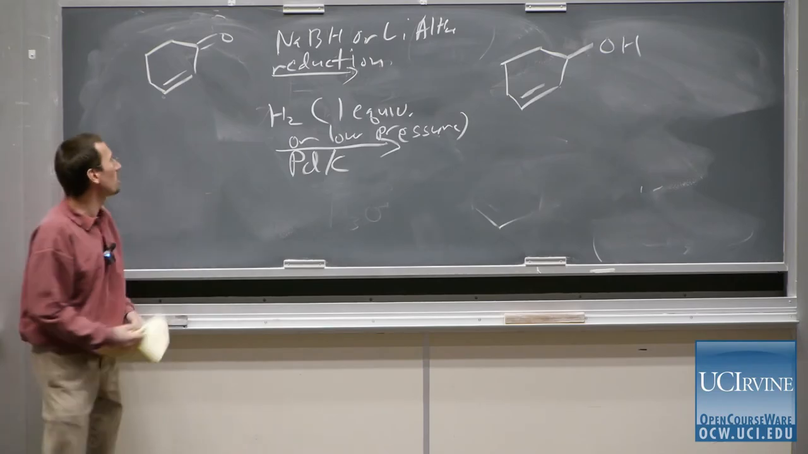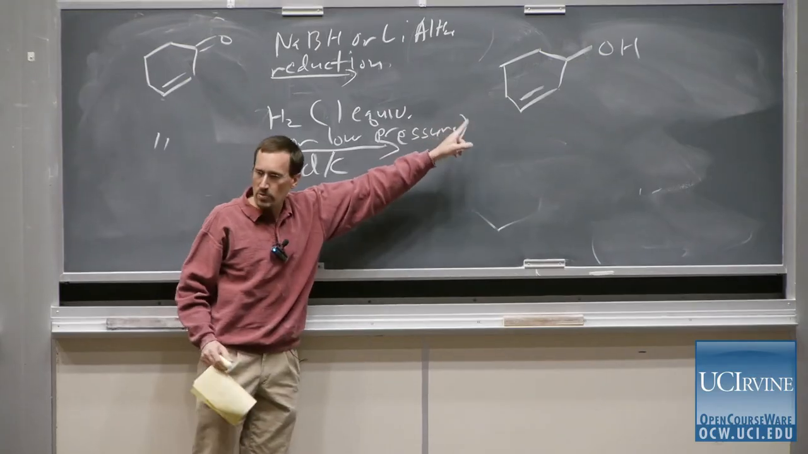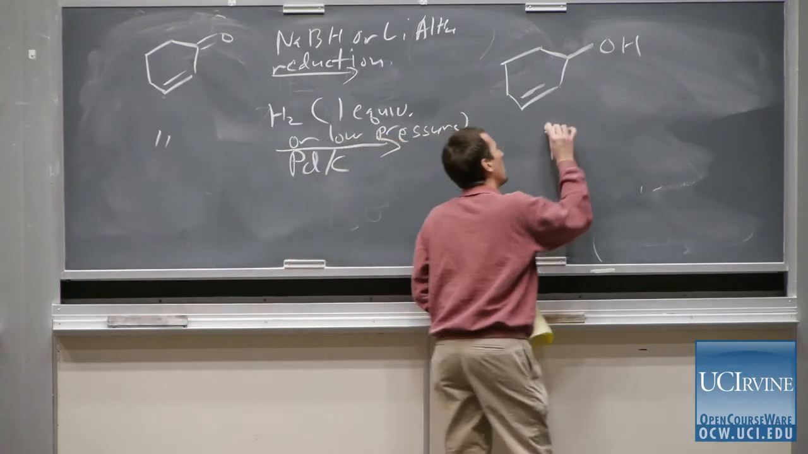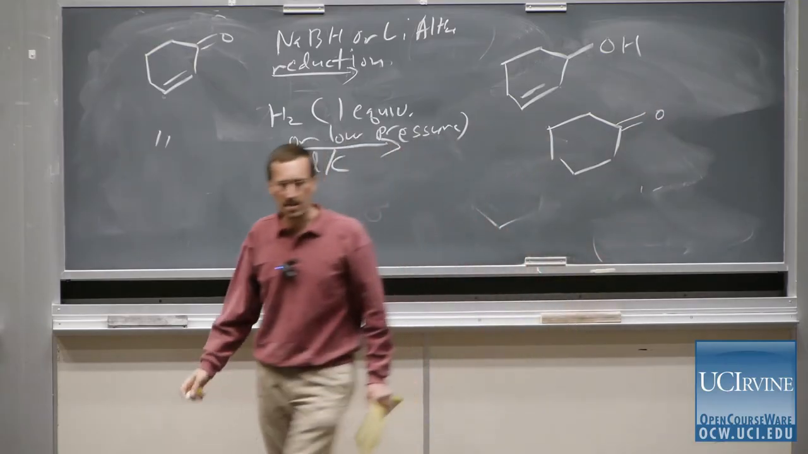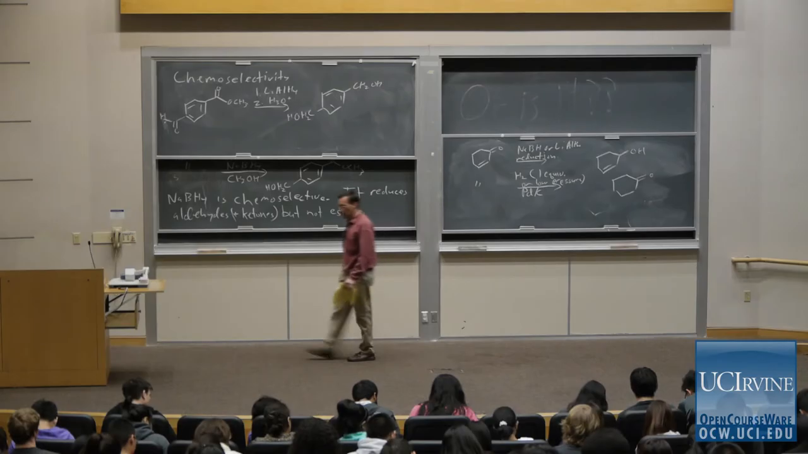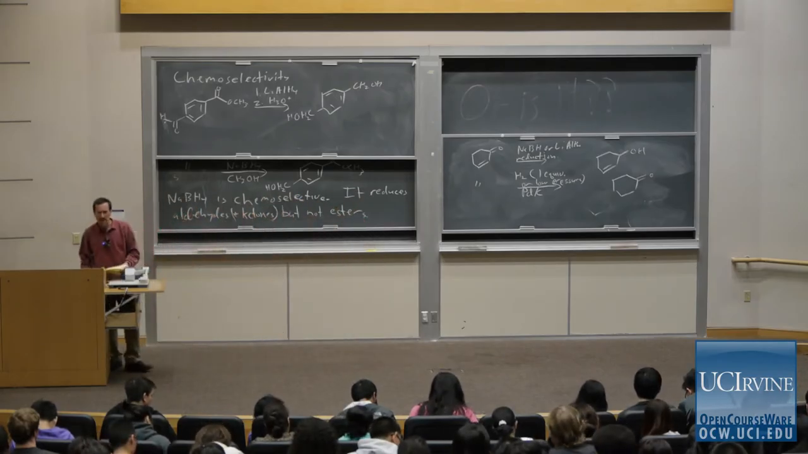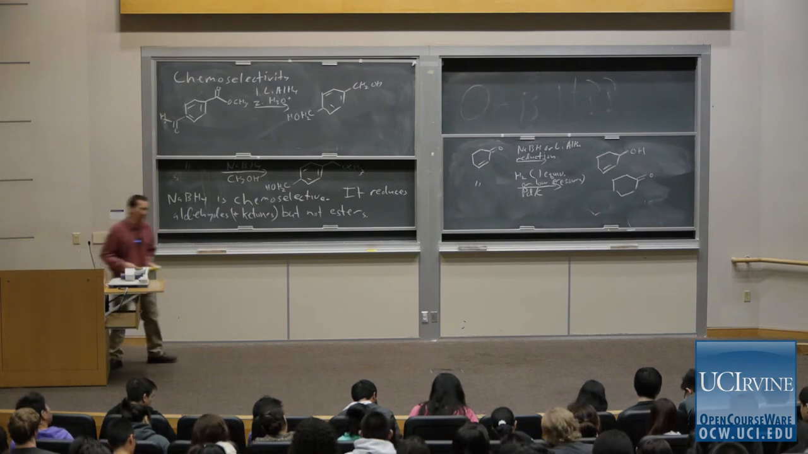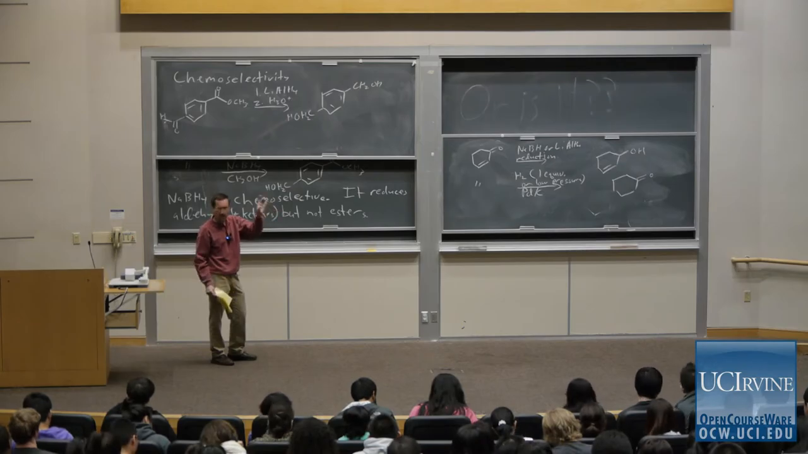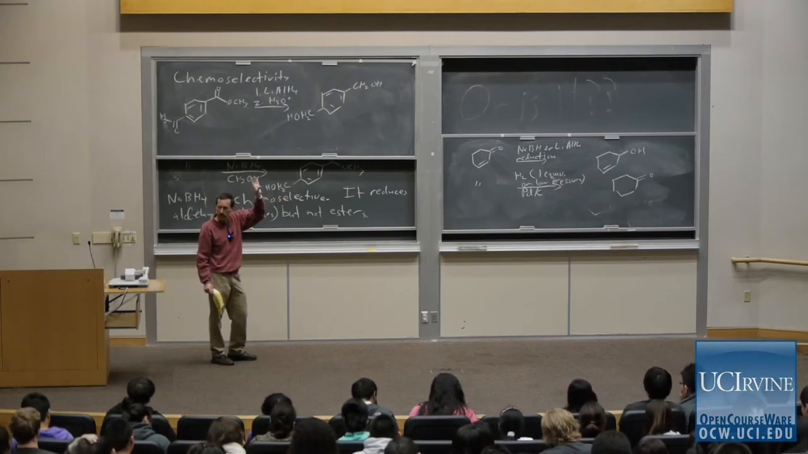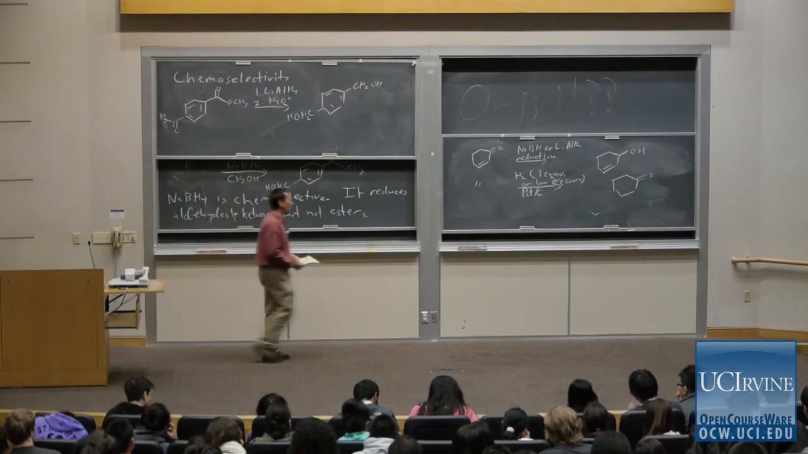Your textbook uses palladium on carbon as an example. You can selectively reduce the carbon-carbon double bond, and so go from cyclohexenone to cyclohexanone. Hydrogenations of carbonyls are more difficult. It requires more effort to reduce the carbon-oxygen bond. In other words, hydrogenation is chemoselective for the carbon-carbon double bond.